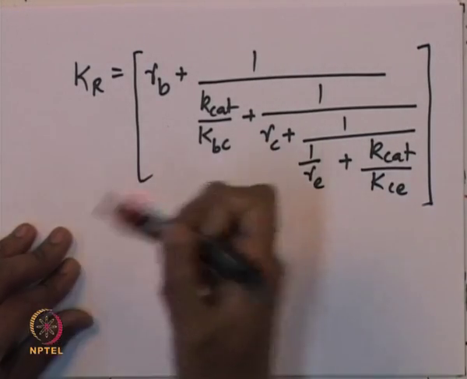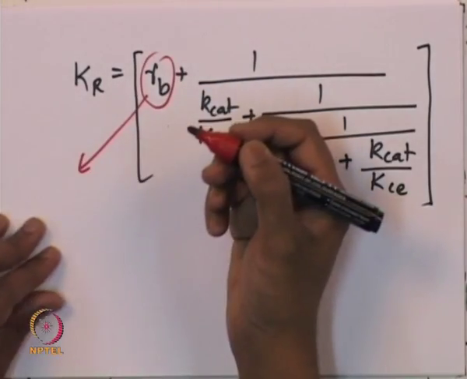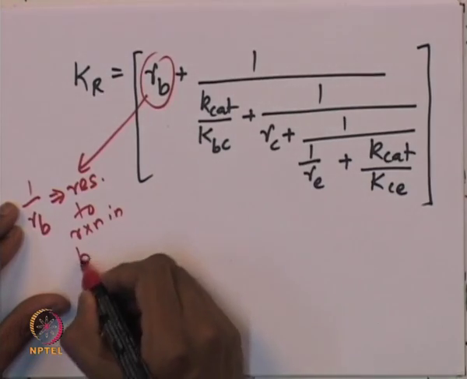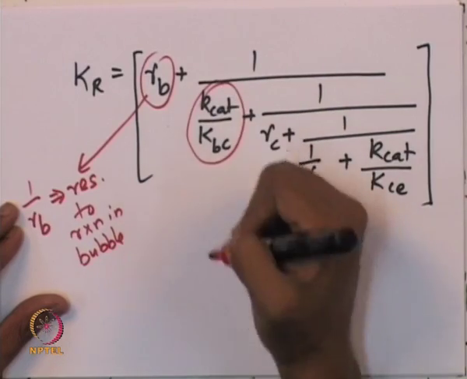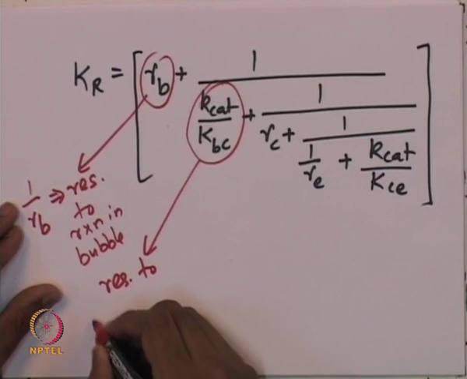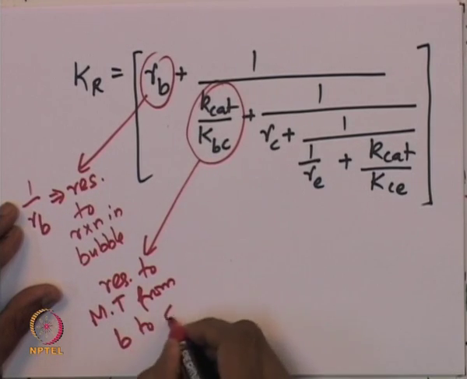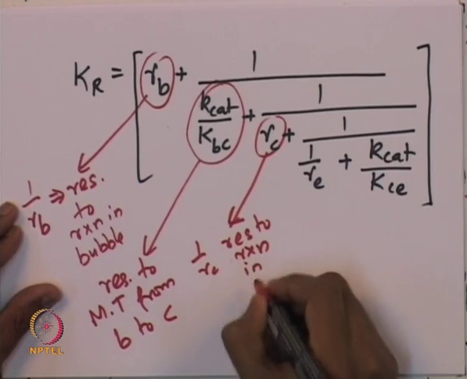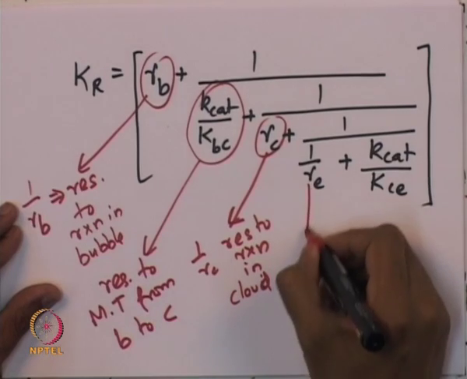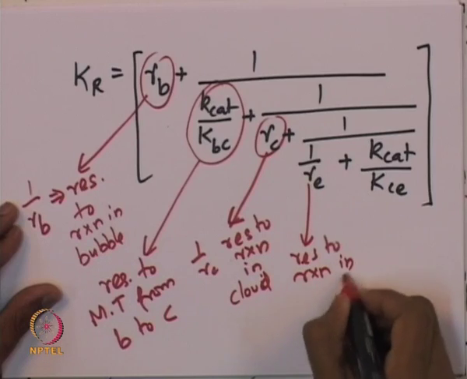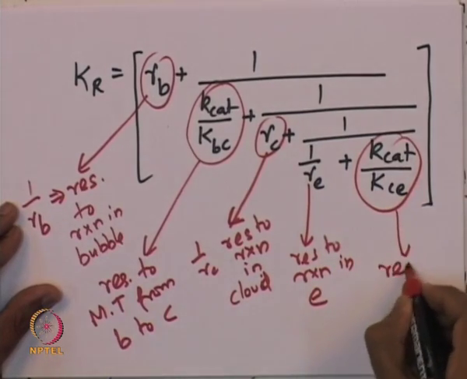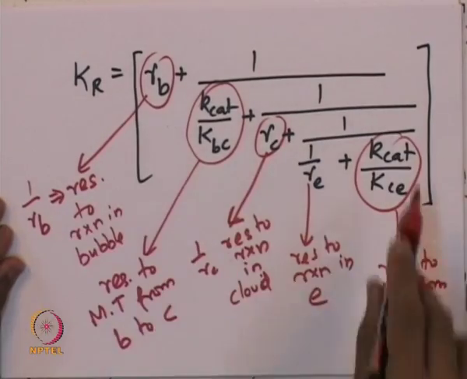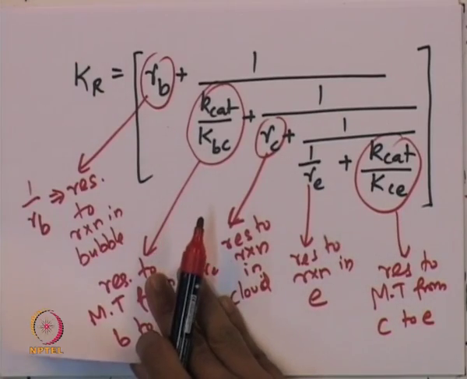And if I look at this expression, 1 by γ_b captures the resistance to reaction in the bubble, and k_cat by K_bc is the resistance to mass transport from bubble to cloud, and 1 by γ_c is the resistance to reaction in the cloud phase, and this is the resistance to reaction in the emulsion phase, and this is the resistance to mass transport from the cloud to the emulsion phase. So, this overall constant essentially captures all the resistances that are actually present in this system.